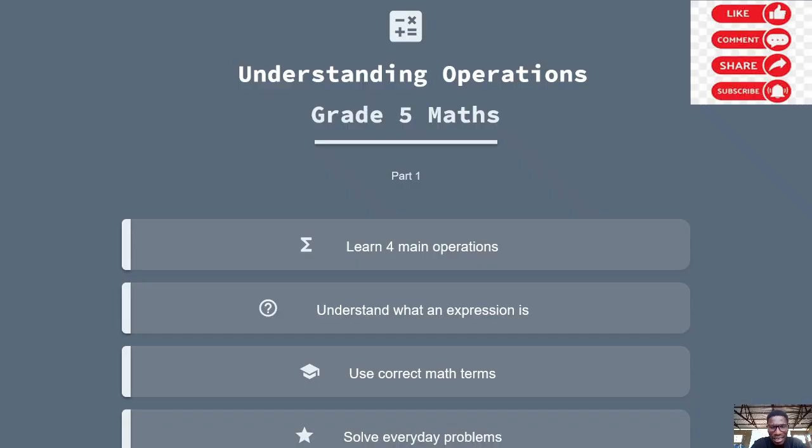And then you should also learn the correct math terms so you can explain your work confidently and be able to solve everyday problems. This lesson will help you not only in class, but also in everyday life, like calculating totals, dividing snacks, or solving small problems mentally. So stay tuned and let's get started.